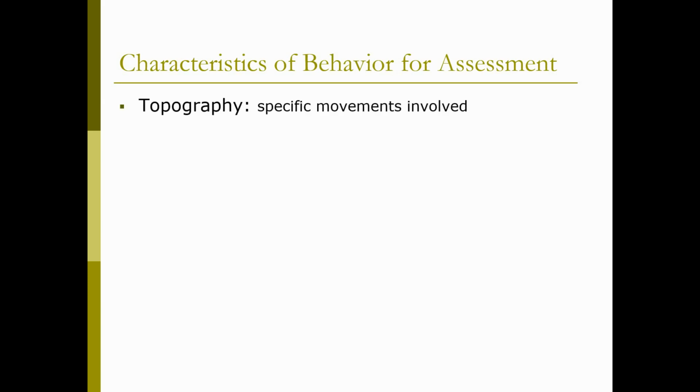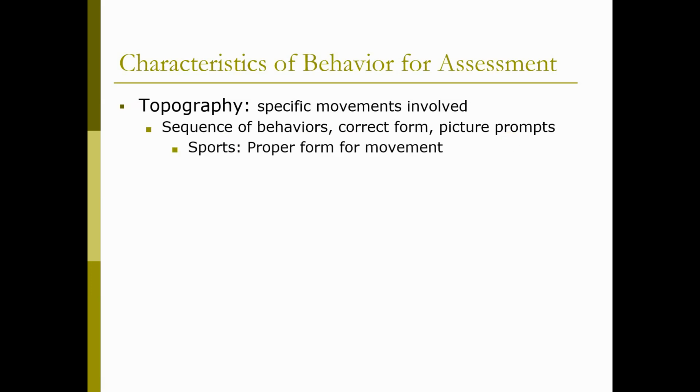So the first way to talk about behavioral assessment is with topography. Now this is looking at what specific movements are involved in making the particular behavior. So that might be a sequence of behaviors, correct form, and potentially picture prompts. Now oftentimes this is used in sports psychology or in coaches working with individuals to make sure that they're using the proper movements for a specific set of behaviors. Now this is important because if the incorrect behaviors are being used, an individual could become injured.